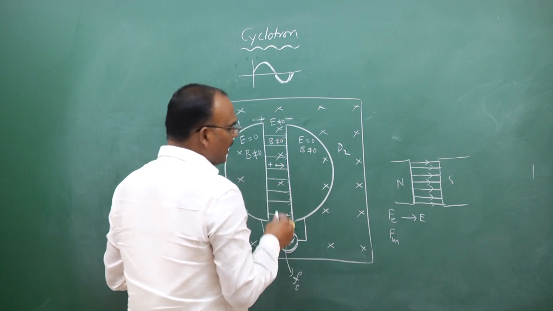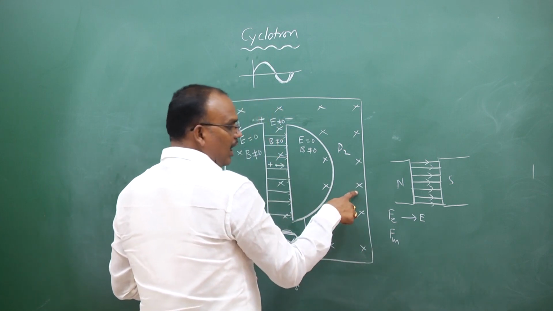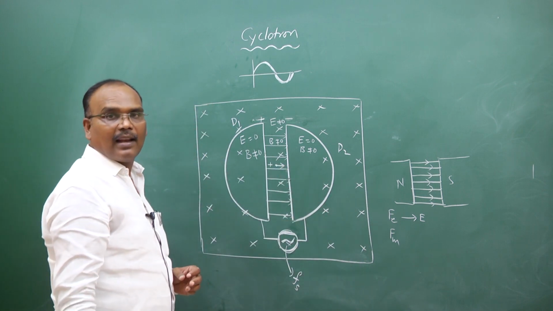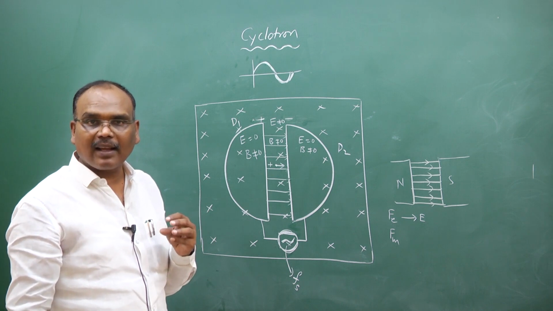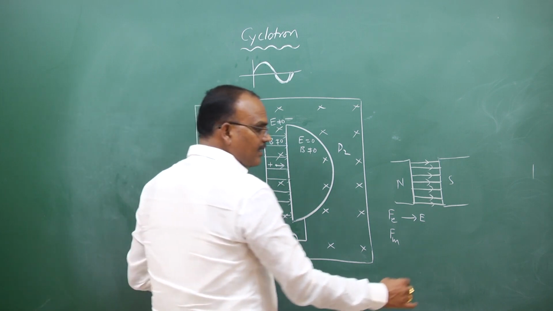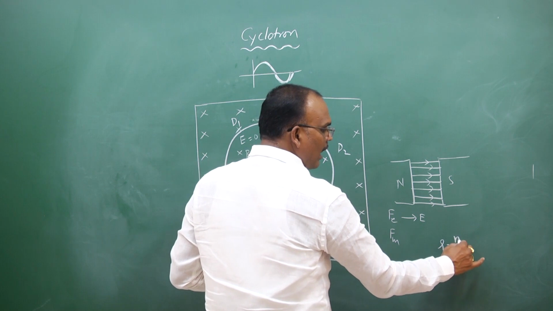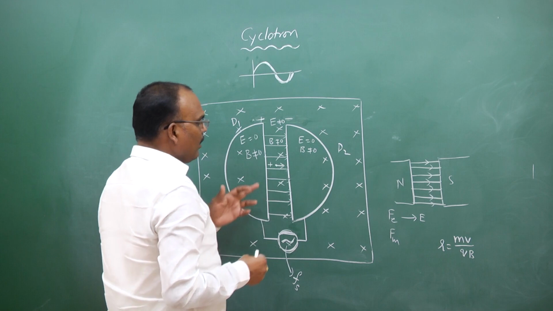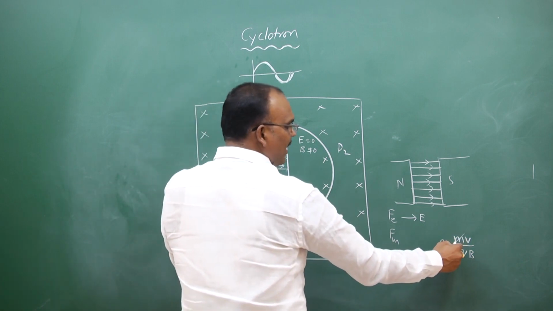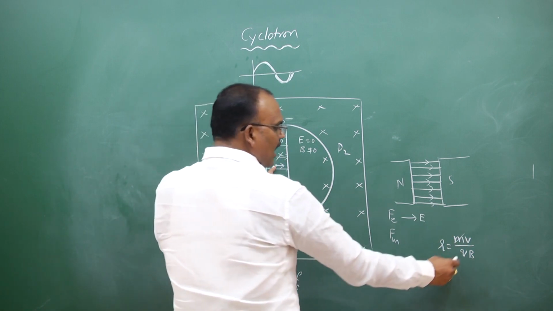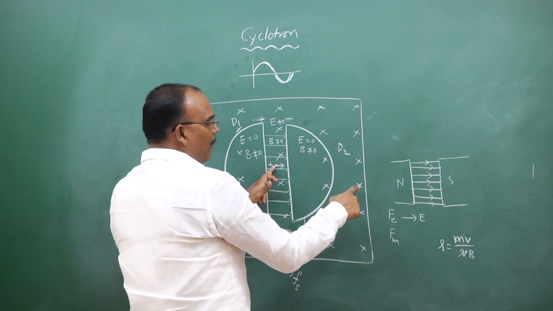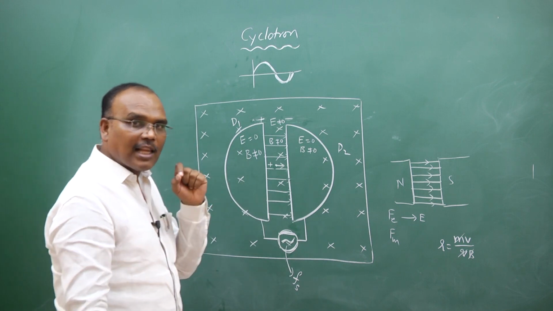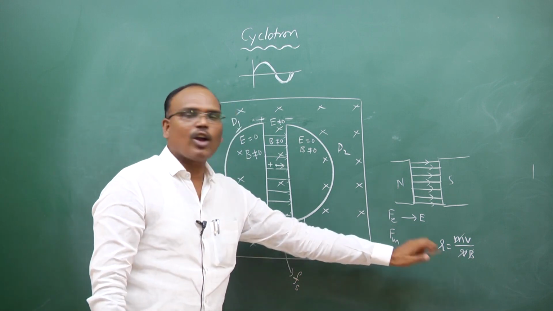When a charged particle is thrown into a uniform magnetic field perpendicularly, then the charged particle traces a circular path. So radius of the circular path r is equal to mv by qB. See, in this case, mass of the charged particle remains the same. Charge of the charged particle remains the same. Applied magnetic field remains the same. If velocity is also the same, then radius will be constant.